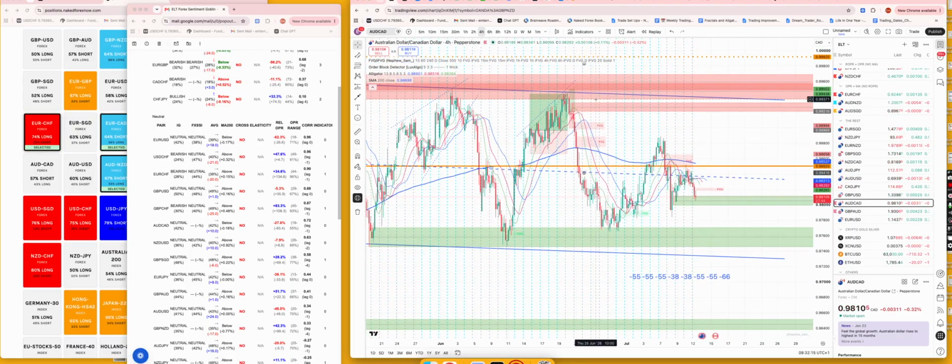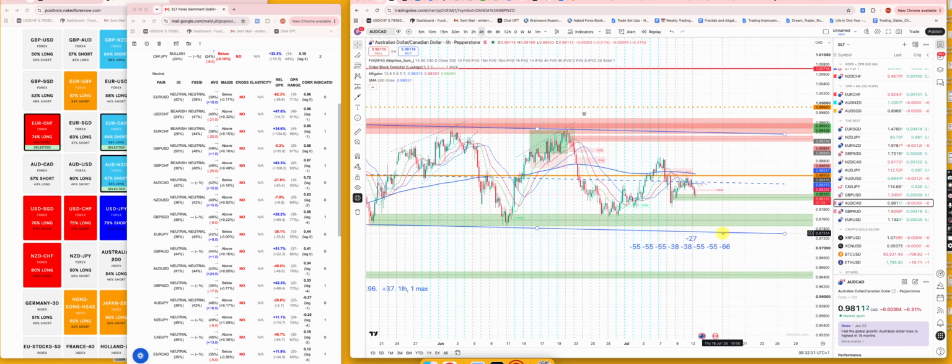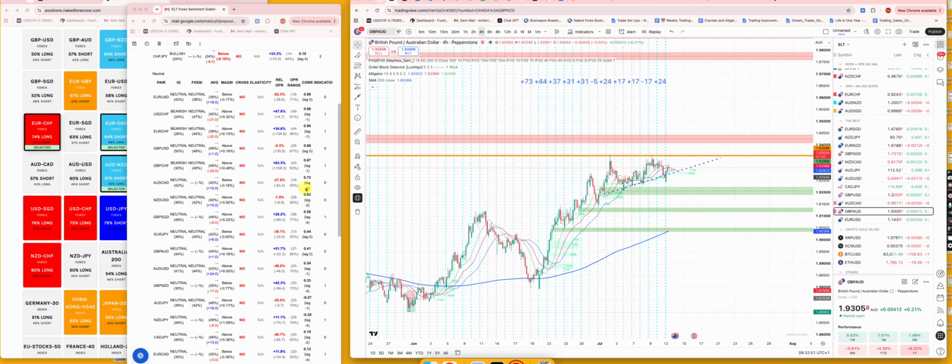Okay, 4 hour on the Aussie CAD. Neutral, minus 27. No likey, no lighty. Wouldn't do anything with that. I mean, it's bearish with the MA, bearish with the relative OPR. But maybe it'll come down like this. Anyway, no.